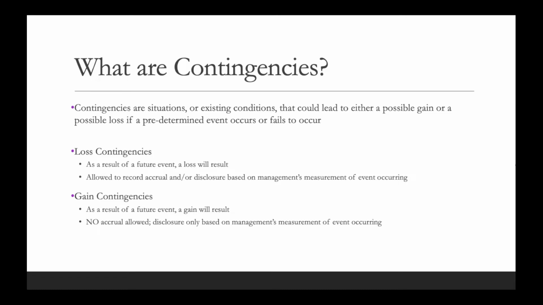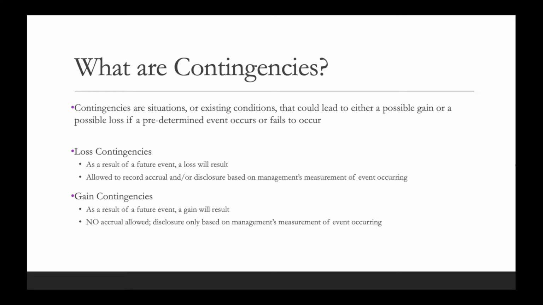The first one, loss contingency, it's in the name. As a result of a future event, a loss will result. So with loss contingencies, they're allowed to record accruals and or disclosures based on management's measurement of the event occurring, which we'll actually take a look at on the next slide.